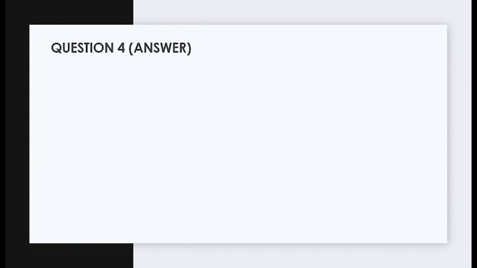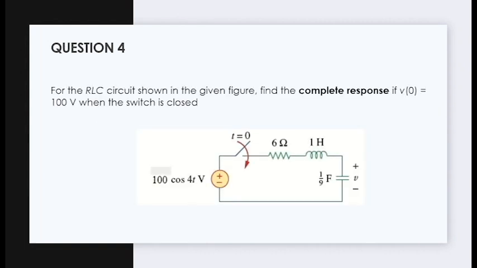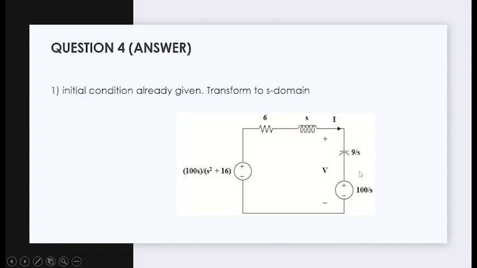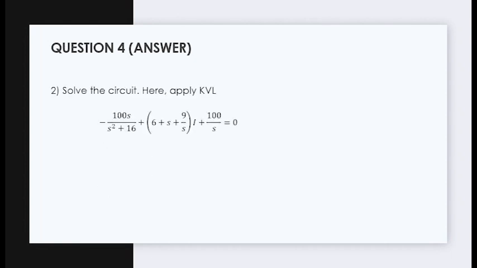Okay, so let's go back to the original circuit. So we want the complete response of the V. Actually I already labeled it here. The complete response includes the voltage across the capacitor as well as the initial condition. Okay, so V equals, this is the capacitor impedance times whatever I that we found up here, plus the initial condition. So this is the complete response in the S domain.